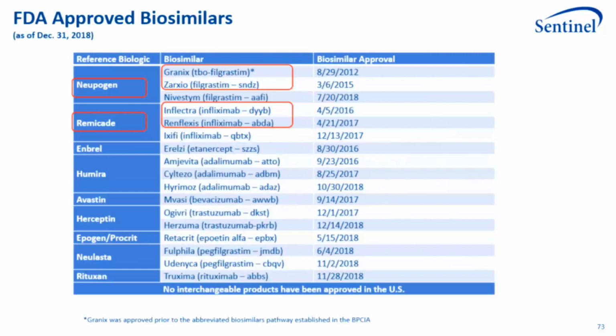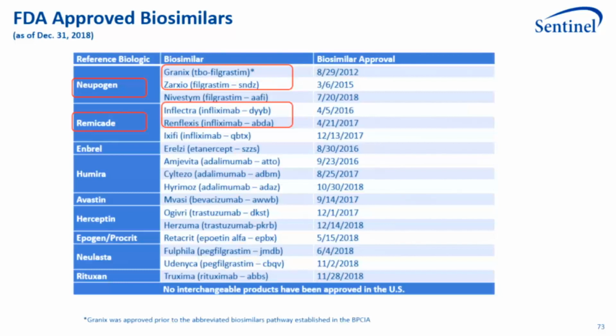So Neupogen is the proprietary name for the reference biologic, and that's for filgrastim. And then you can see the biosimilars that were approved at the time and had data established for that product, so Granix and Zarzio. Filgrastim is used to treat neutropenia, so low white blood counts, in patients who are being treated for cancer, to avoid and prevent infection.